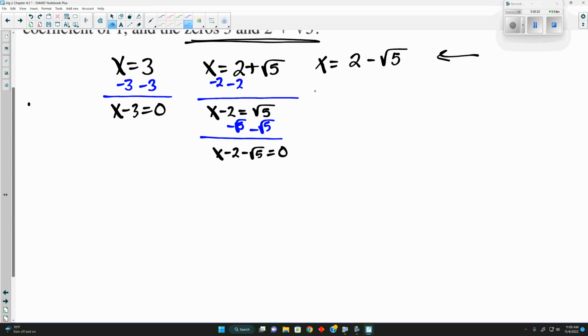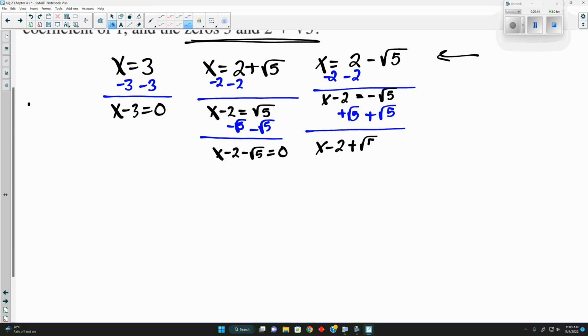And we just need to do this one more time with this one here. So the first thing, as the last one, we'll minus 2 from both sides, telling us x minus 2 is equal to negative square root of 5. Now this time, we're not going to subtract. We're going to add the square root of 5 to both sides, telling us that x minus 2 plus the square root of 5 is equal to 0. Any questions on this so far?